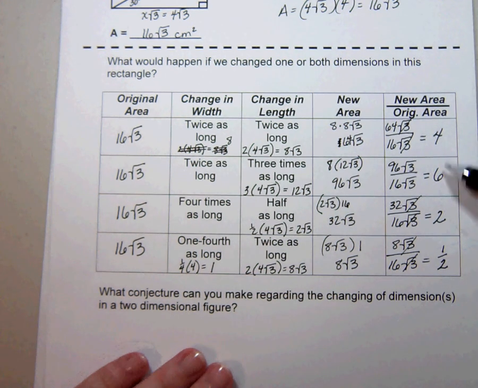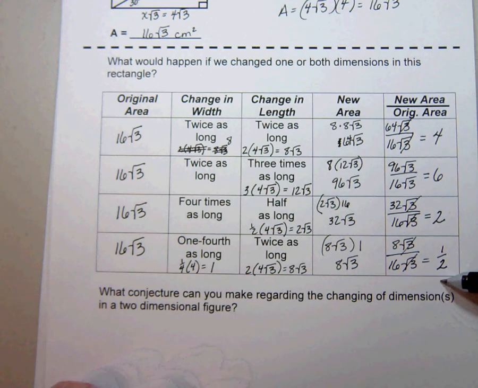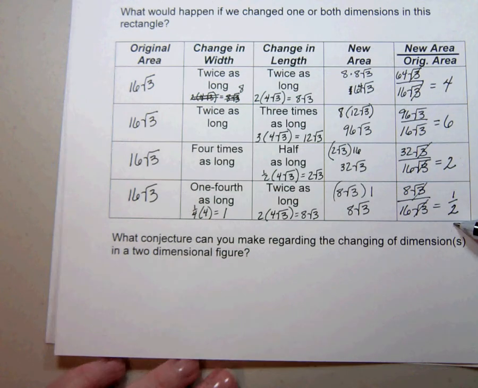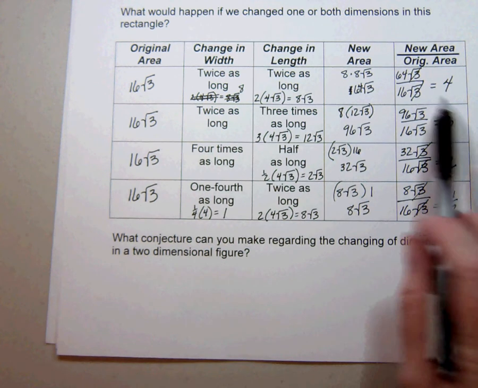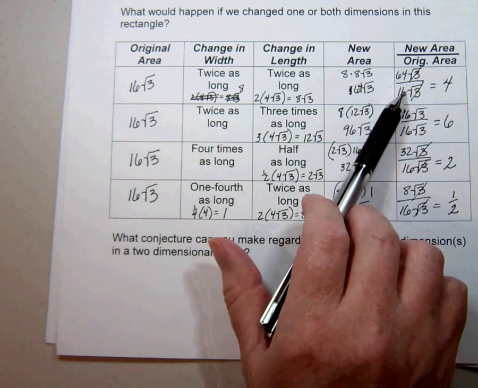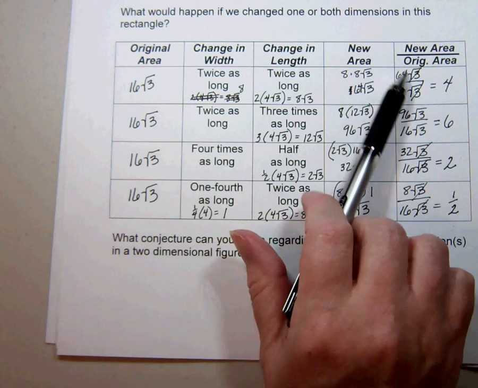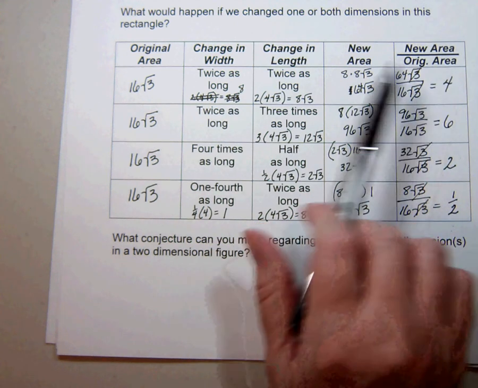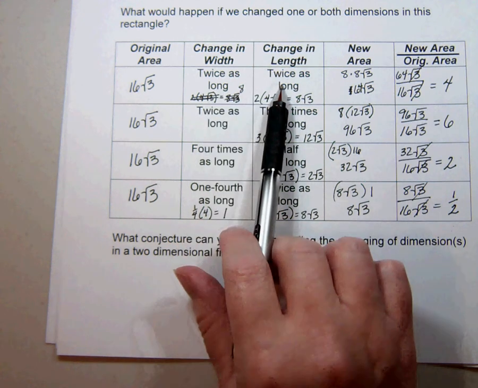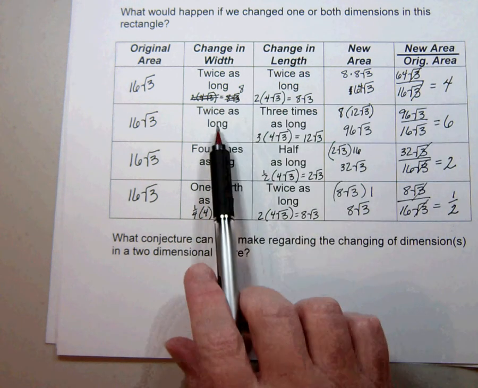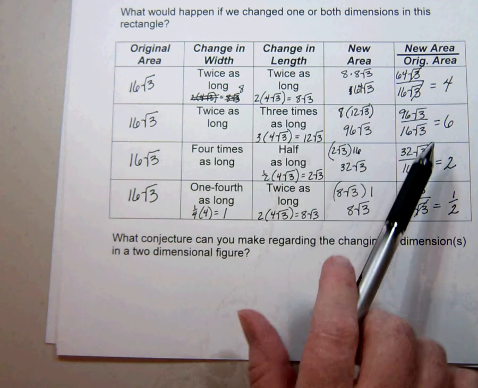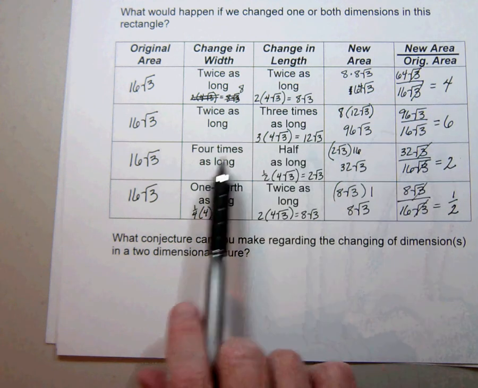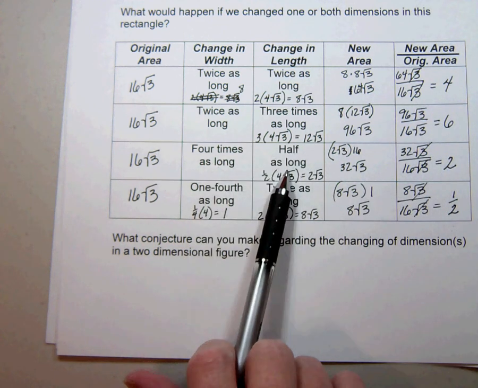So I want you to look at these numbers over here. We're going to talk about this next question. It says, what conjecture can you make regarding the changing of dimensions in two-dimensional figures? Okay, look at the numbers that we got when we divided or found how much bigger it got. It got 4 times bigger when we doubled both things. It got 6 times bigger when we made the width 2 times its size and the length 3 times its size. It got 2 times bigger when we took 4 times the length and half times the width, or the other way around.